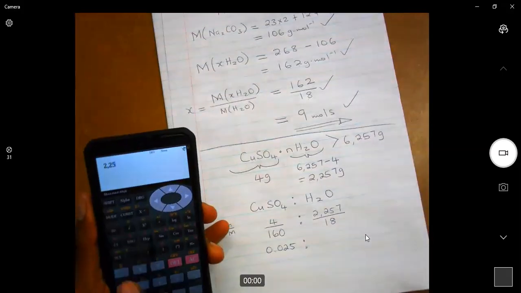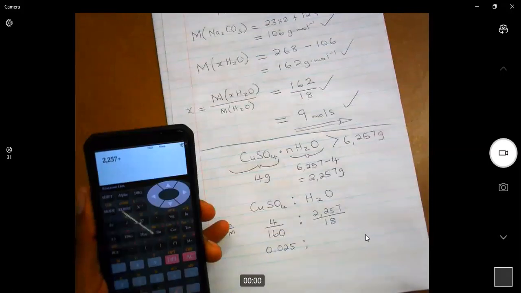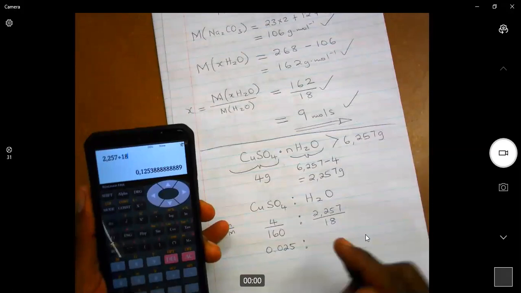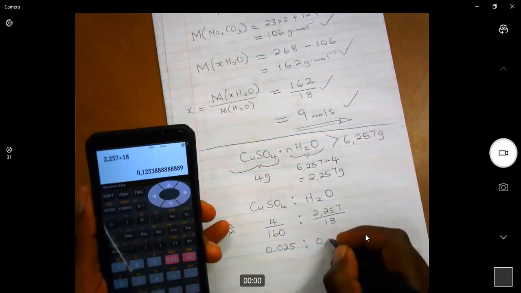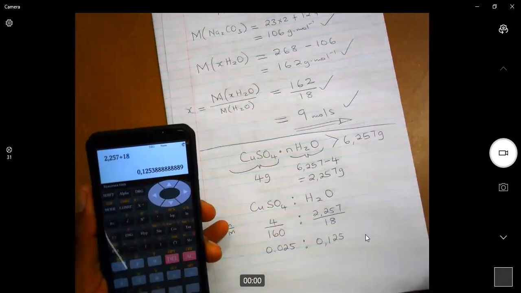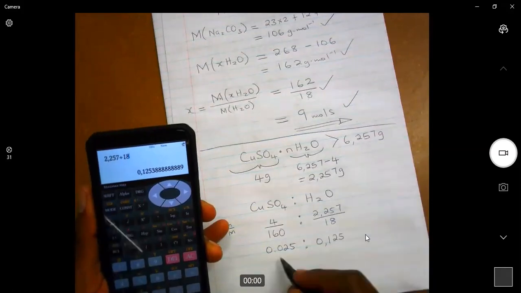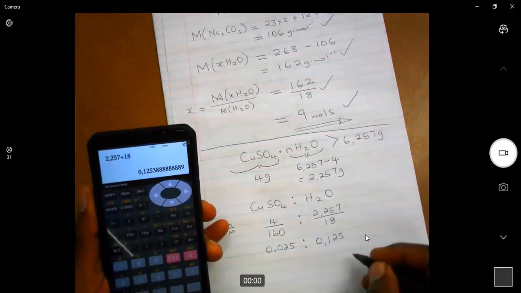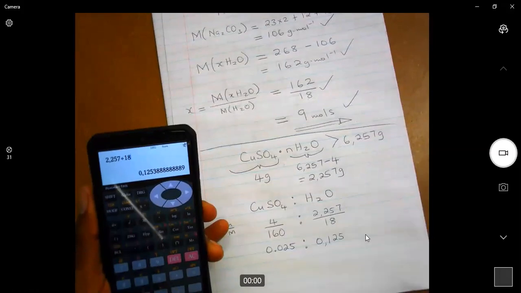2,257 divided by 18. Then I get a long number there, 0,1253 and so on and so on, isn't it? But mine, since the first one is 3 decimal places, I'll keep this one 3 decimal places as well. Then I check which one is the smallest.